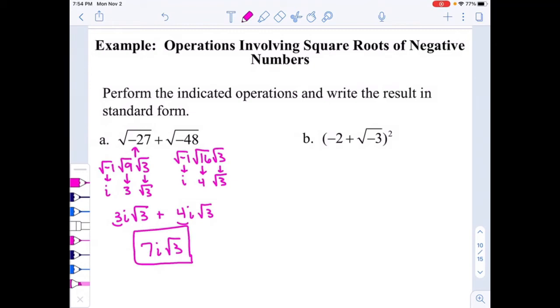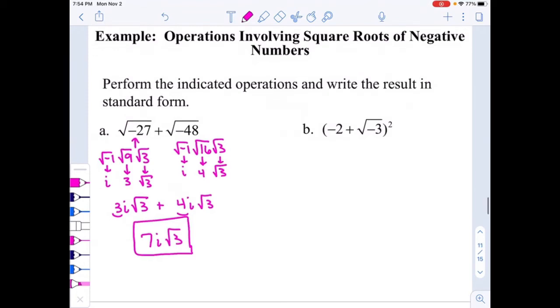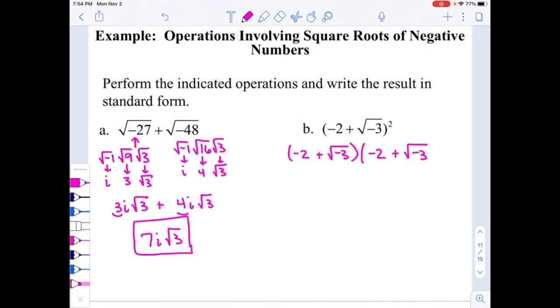In part B, we have negative 2 plus the square root of negative 3 that's being squared. Now, remember they said treat it just like we did with our polynomials. When in doubt, FOIL it out. Some of you are still making the mistake when you're taking a binomial and squaring it, you're missing that middle term. So make sure if you need to, just write it out side by side. Negative 2 plus root negative 3 multiplied by negative 2 plus root negative 3.